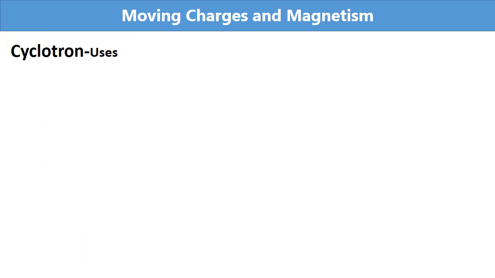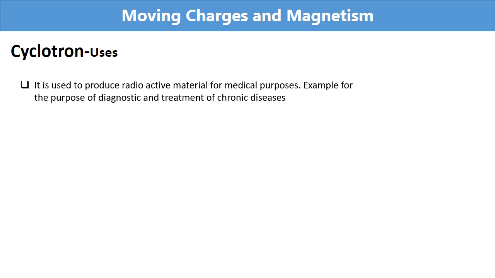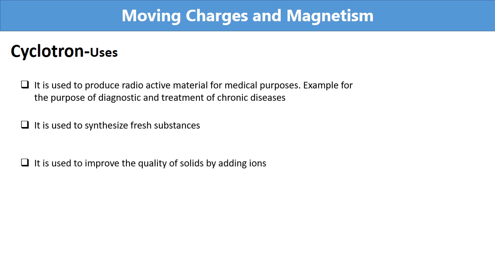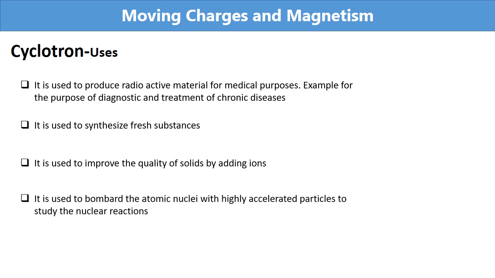Now we will see the applications of cyclotron. It is used to produce radioactive material for medical purposes. It's used to synthesize fresh substances. It's used to improve the quality of solids by adding ions. It's also used to bombard the atomic nuclei with highly accelerated particles to study nuclear reactions.